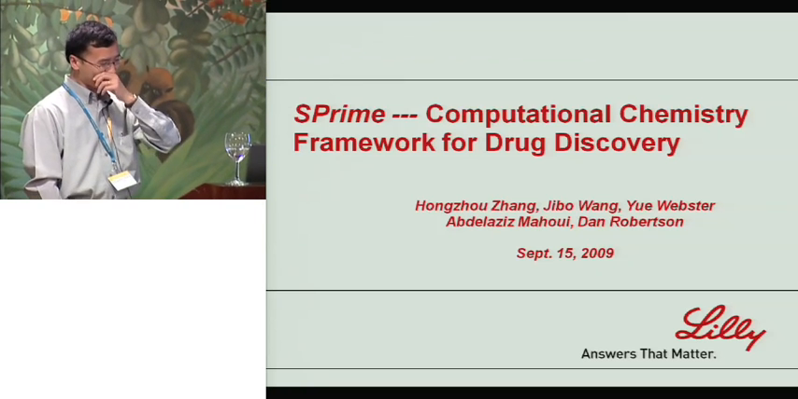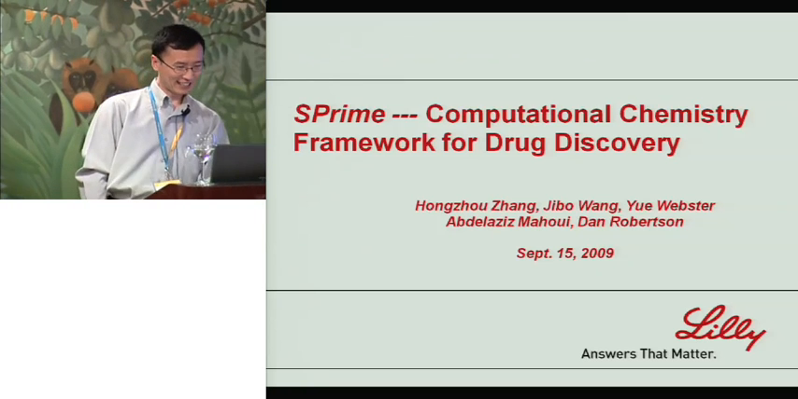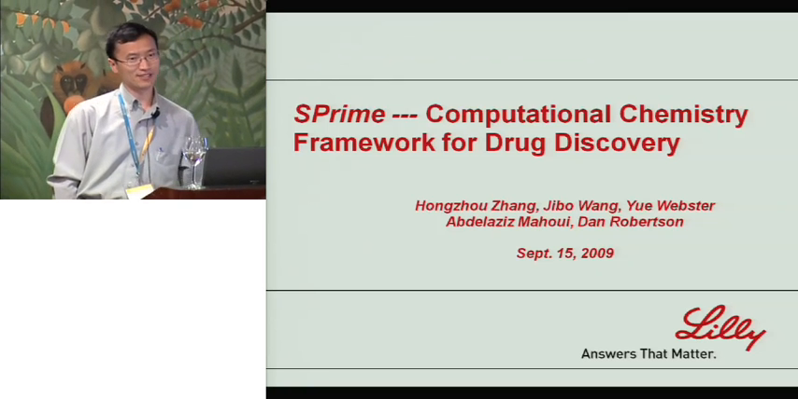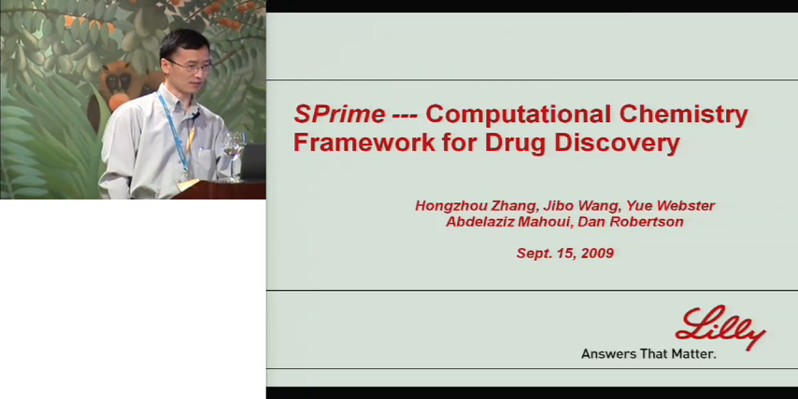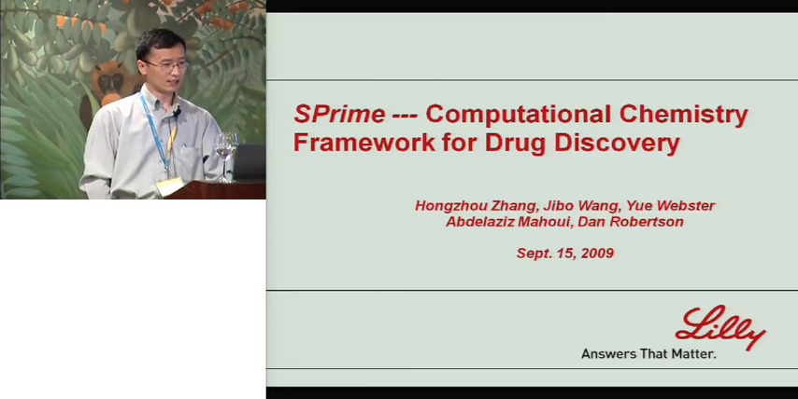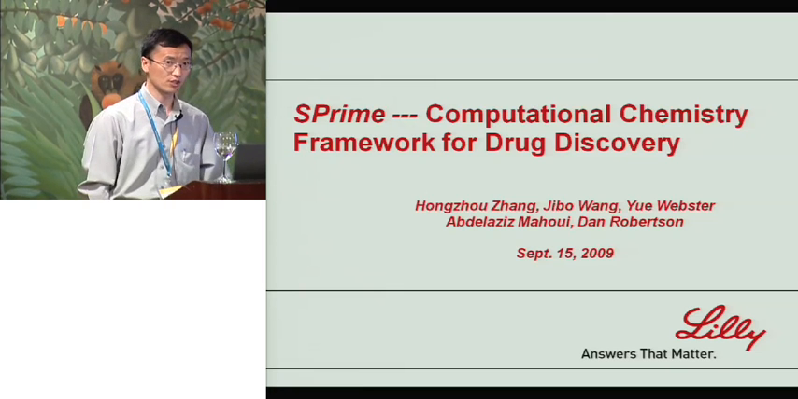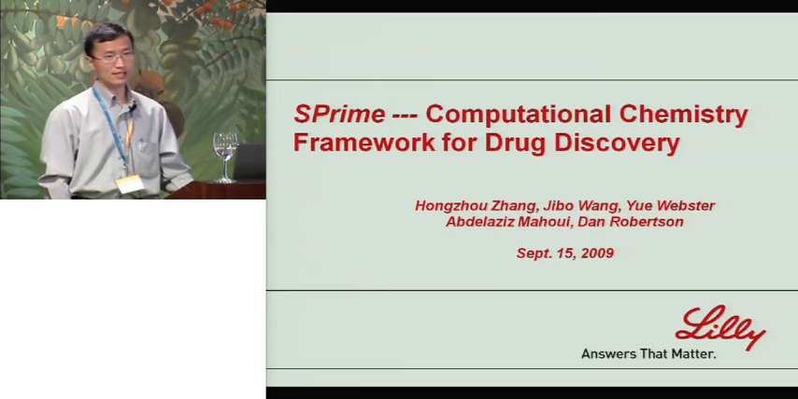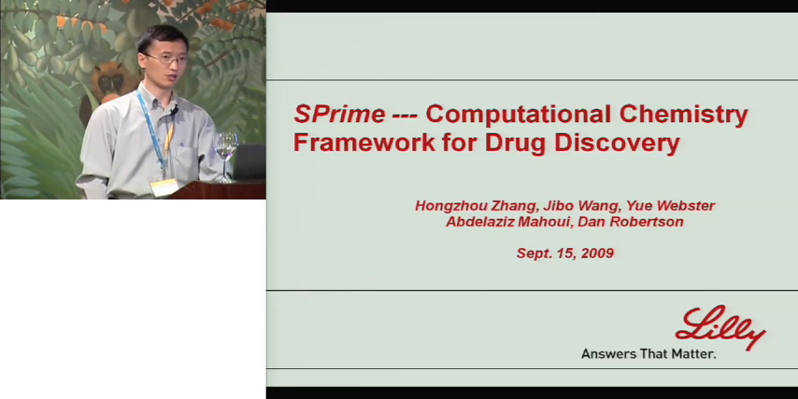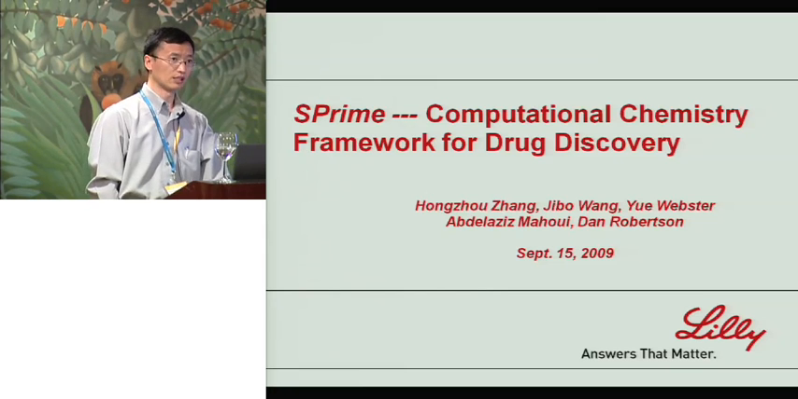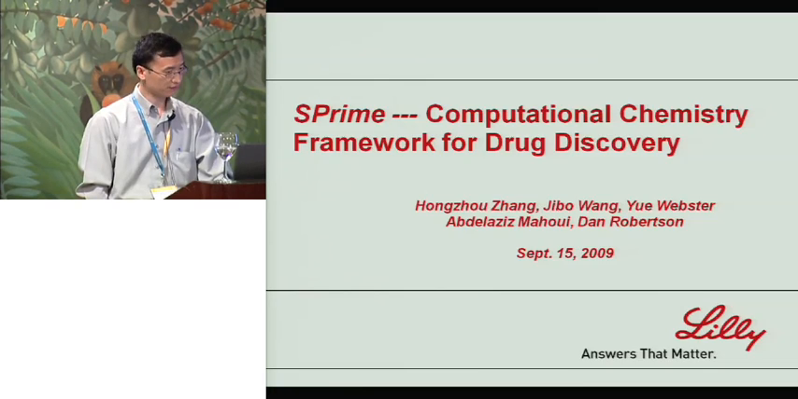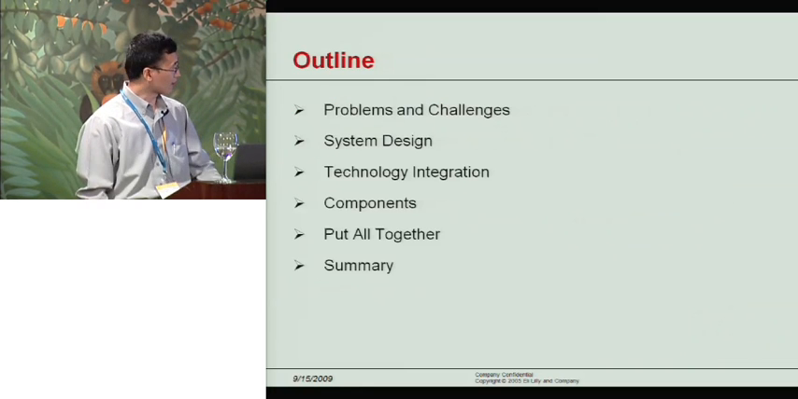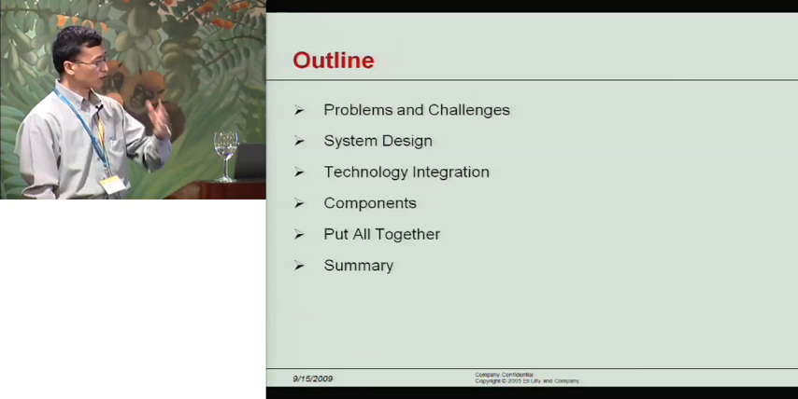All right. Good afternoon, everybody. So basically today I just want to talk about some internal development effort we have. We developed an application called SPrime, and we use it as our internal computational chemistry framework for drug discovery. In this application, Marvin is one of our key components to improve the usability and also to extend the functionalities. So here is the basic outline of this presentation.